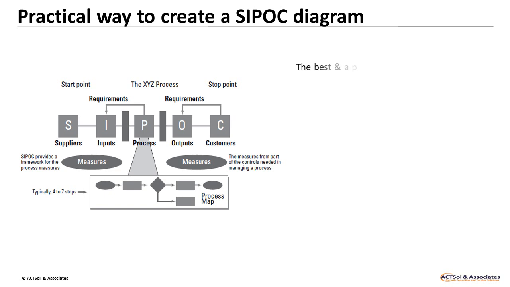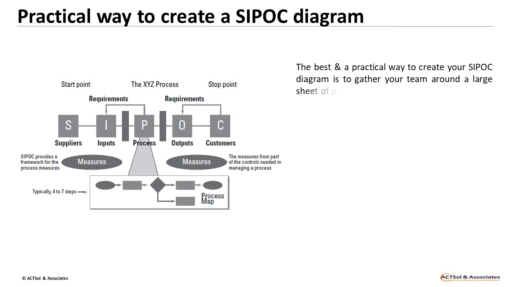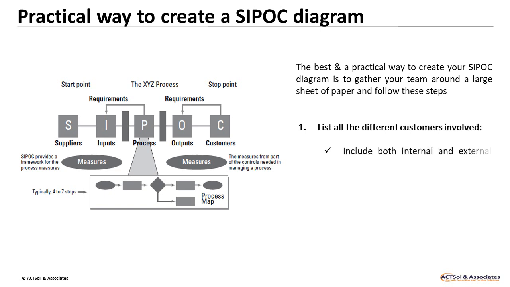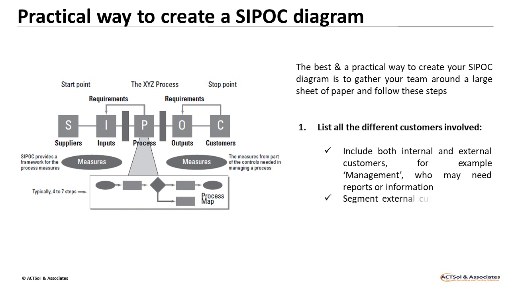The best and a practical way to create your SIPOC diagram is to gather your team around a large sheet of paper and follow these steps. Number 1. List all the different customers involved. Include both internal and external customers. For example, management, who may need reports or information. Consider third parties such as regulatory bodies where relevant. Segment external customers by the different outputs they receive.